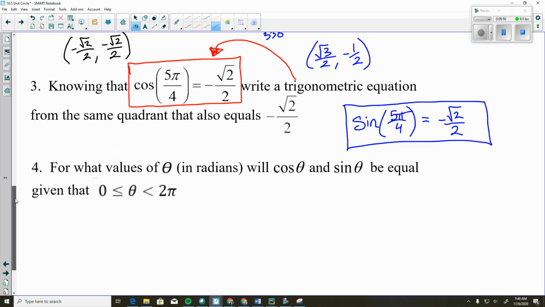All right. And then the last problem you look at asks for what values of theta, so what angles, because theta represents angles, so what angles in radians will cosine of that angle and sine of that angle, so cosine and sine of that same angle, be equal? Okay. Given that the angle is between 0 and 2 pi.